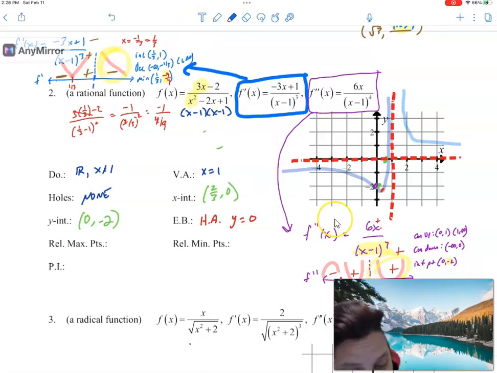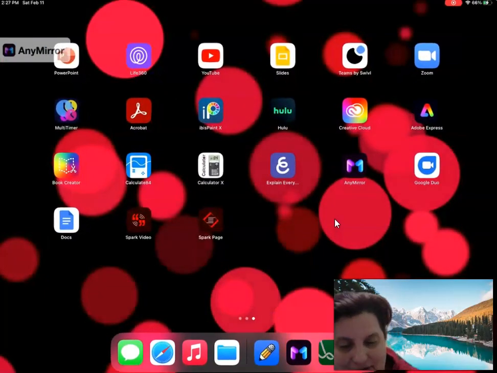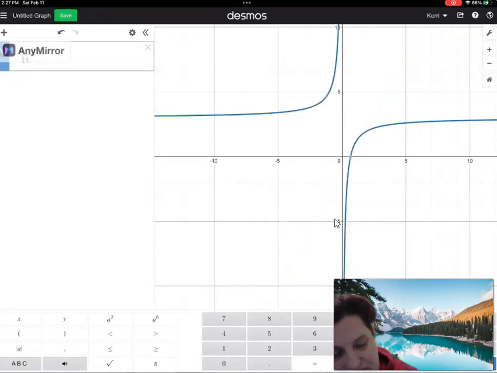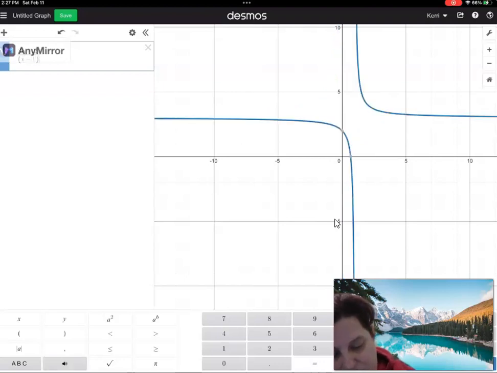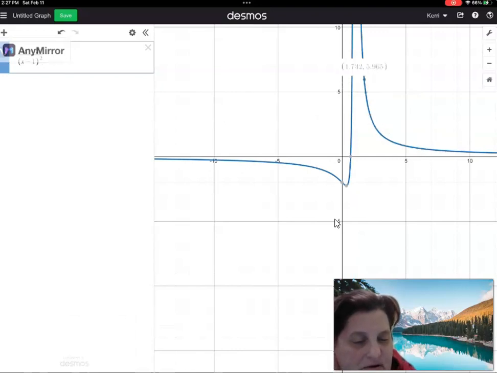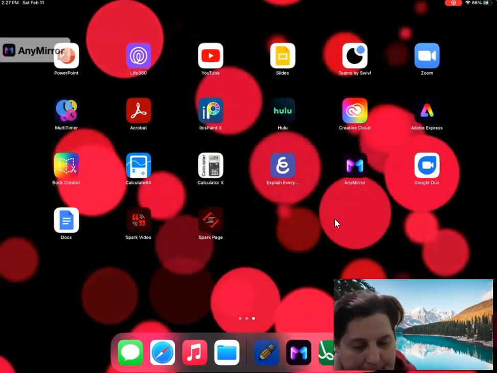3x minus 2. Let's take a look at this and see if we got this right. 3x minus 2, and once I factored out the bottom, it was just x minus 1 squared. Hey, would you look at that? I got an asymptote. This goes down, hits a min right there, hits an inflection point right there. Everything's all good.